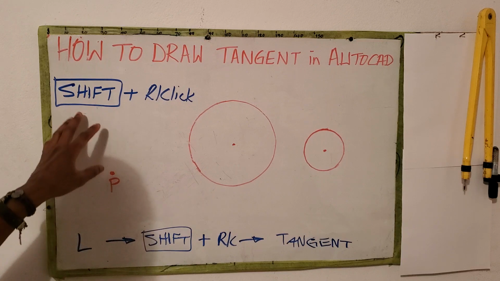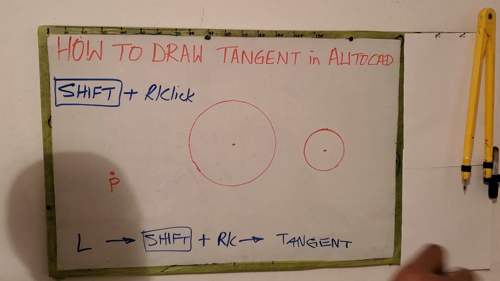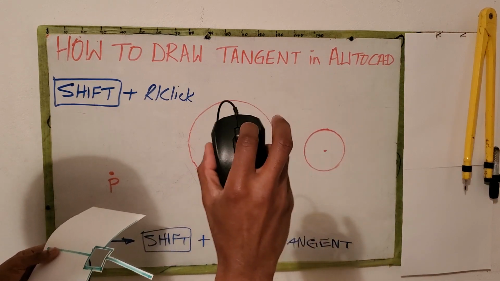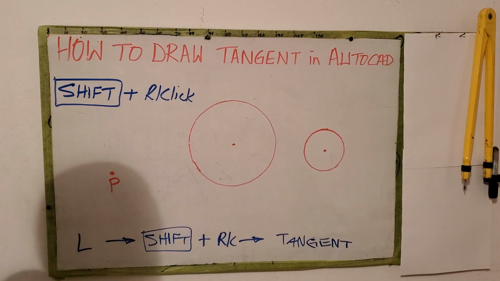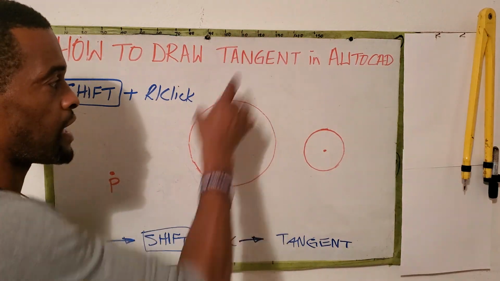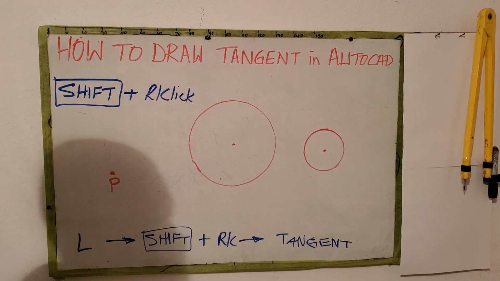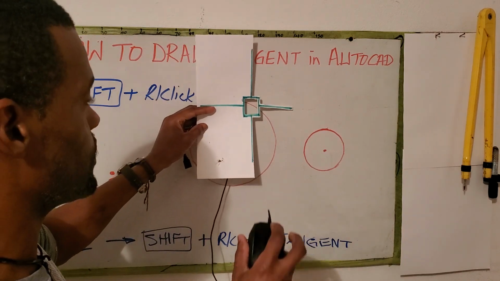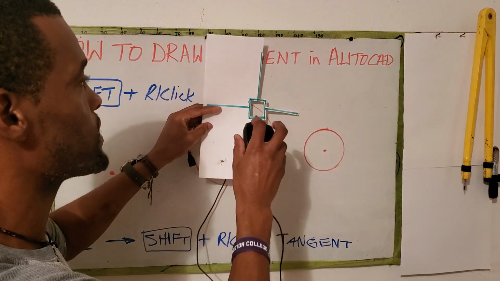At that point I would hold down the shift key on the keyboard, then right click on the mouse, press the right mouse button, right click once. That will then bring up a dialog box. From that, you're gonna scroll down to tangent, right? Tangent. Once you have done that, you're gonna move across to either of the circle and left click where you want the tangent to form.